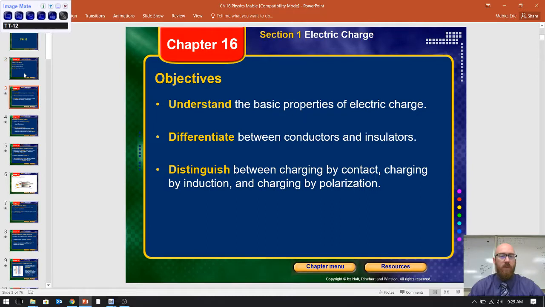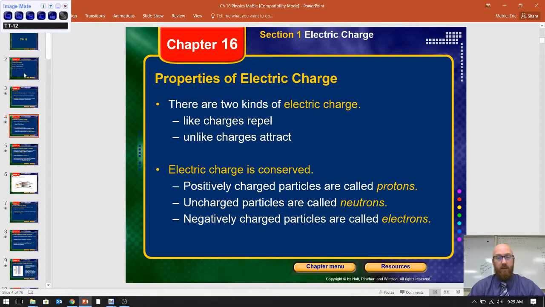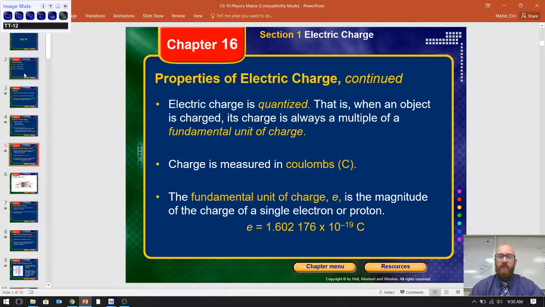So here's your objectives. First, honestly, the first two should be fairly simple. Third one we'll talk about a little bit. It might be new information. But for example, like charges repel, unlike charges attract. This is physical science, folks. You know this. Positive charges are called protons. Uncharged are called neutrons. Negative are electrons. Oh my goodness gracious, this is world-breaking information. Wait a minute, stop. Here we go.